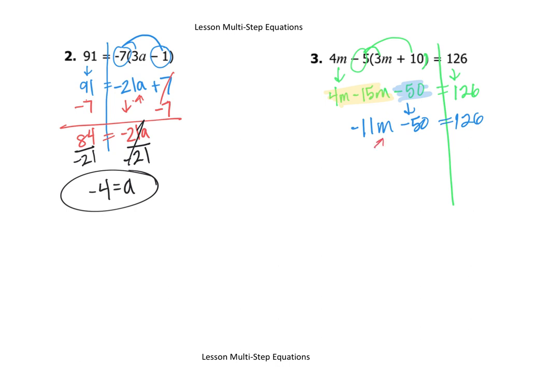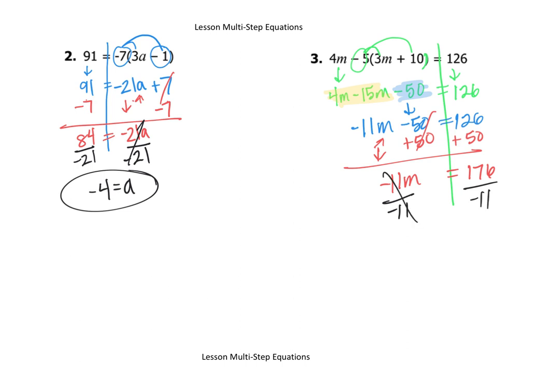So that means we have to move the negative 50 by opposite side of the line, means opposite operation. We're adding 50. So we're bringing down negative 11m. It's equal to 126 plus 50, which is 176. To finish this up, we divide by the number in front of our variable. We're dividing by negative 11. So m is equal to negative 16. And we're finished with that problem.